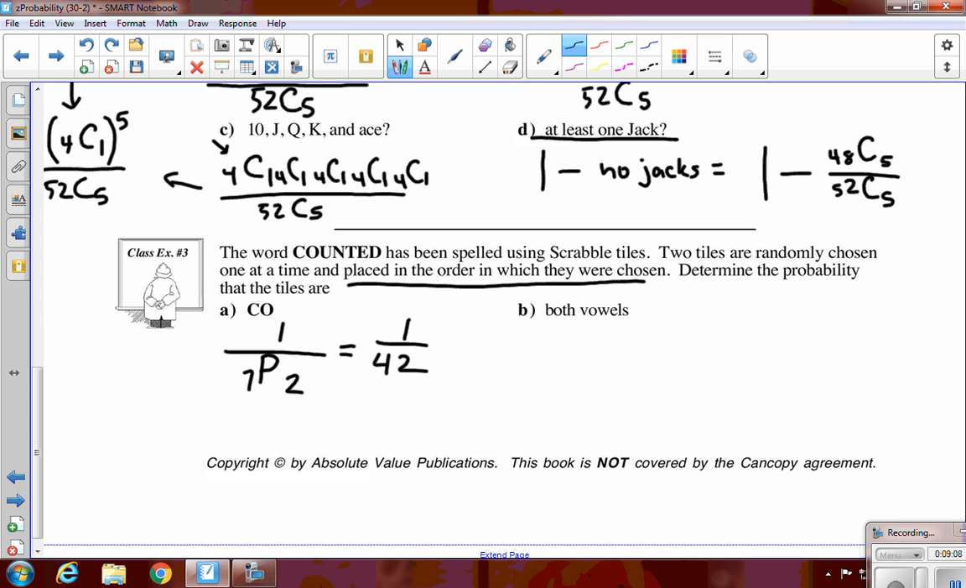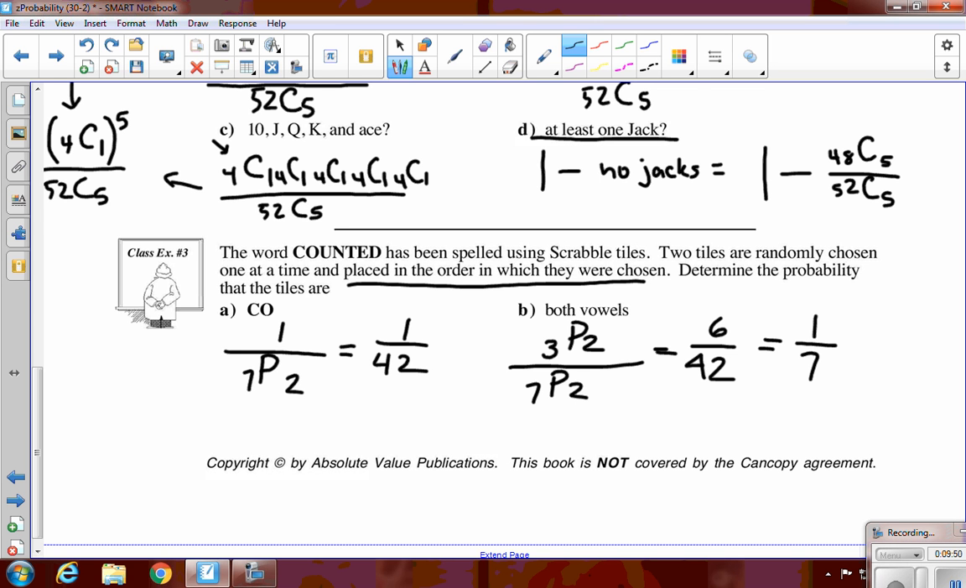Now, both vowels. How many vowels are in counted? 3. And how many do I need? 2. Is the order important? Yeah, they say right here, order in which they come out is important. So the top, I'd say I have 3 vowels and I want to pick just 2 of them. Out of a total of 7, and I'm taking 2 of them. What's that probability? So it's 1 over 7 in the end. Before, I think it's 6 out of 42. Doesn't matter if you jump right to there. But 1 out of 7 is the answer you'll see. You'll never see it not in reduced form.